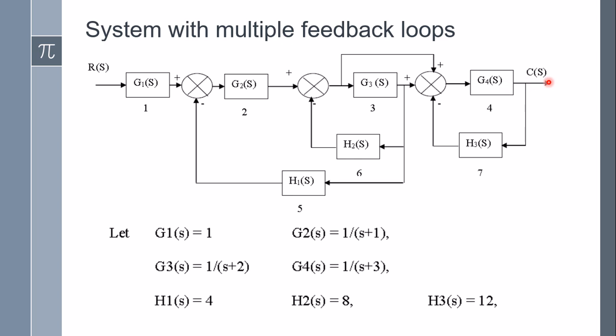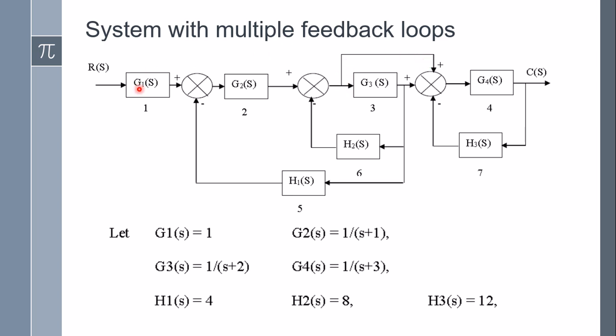So this is a forward path, and it has one feedback path, and again another feedback path, and again another feedback path. So it has totally 3 feedback paths with the gains of H1, H2 and H3. And apart from this, there is one more path which passes the signal from the input side to the output side.